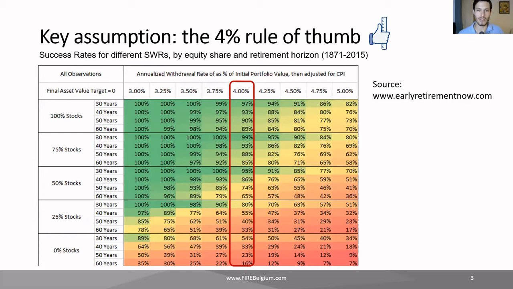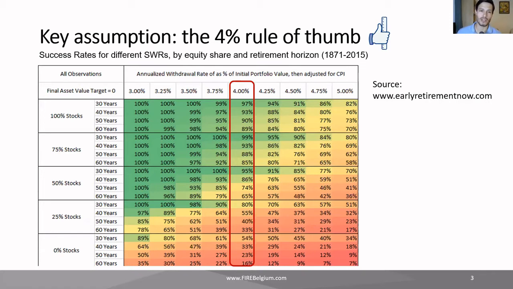For 100% stocks, we go from 97 to 93 to 90 to 89 for a 60-year period. For 75% stocks, we go from 99 to 85. So the chances of survival of the portfolio go down, obviously, the longer the time period it's supposed to survive. But it's still quite okay for a high allocation of stocks. And it's really, really bad if you have only bonds or other fixed income type investments. But he also looks at other withdrawal rates, right?